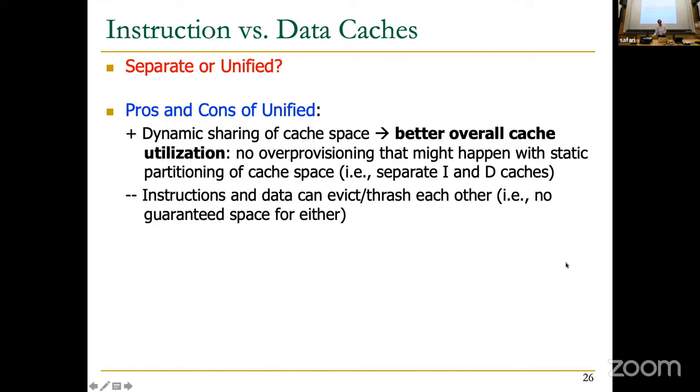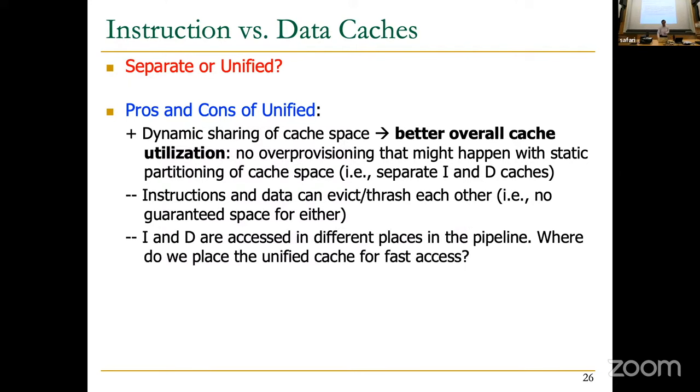Now, of course, the downside is instruction and data can also evict and thrash each other. I gave you a very good example. What if you have a worse example where the working set together is much larger than the cache space? Now you don't have guaranteed space for either instructions or data. As a result, this may actually hurt your pipeline a little bit. Some data can evict the instructions. But again, if you have a unified cache, you can potentially manage it.